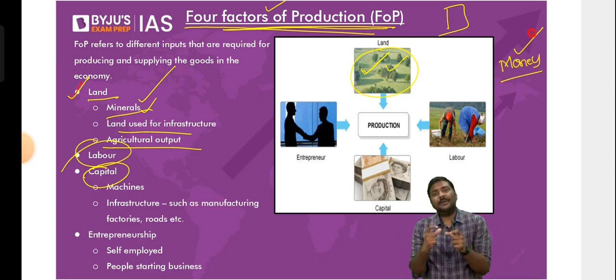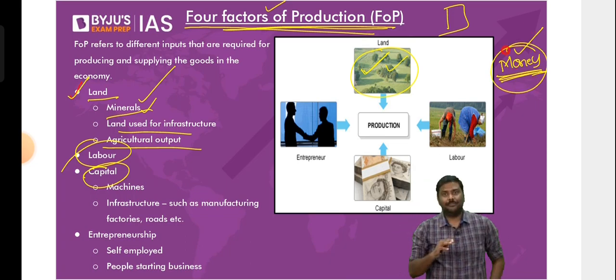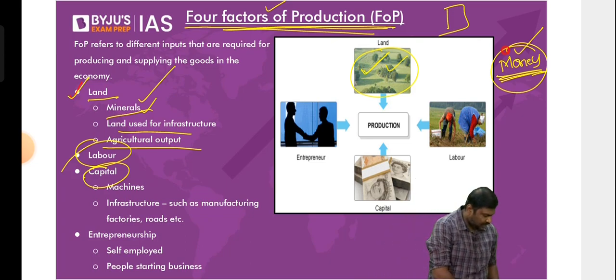I repeat, a narrow interpretation of the term capital is money. But please understand this, right? Money cannot produce goods. Have you understood my statement here? Using money, you cannot produce. I'm sorry, the money itself cannot produce a good.